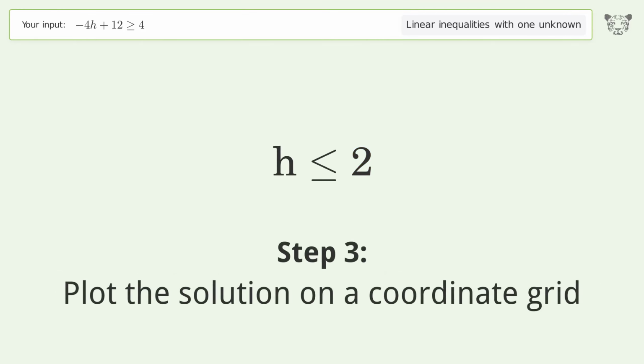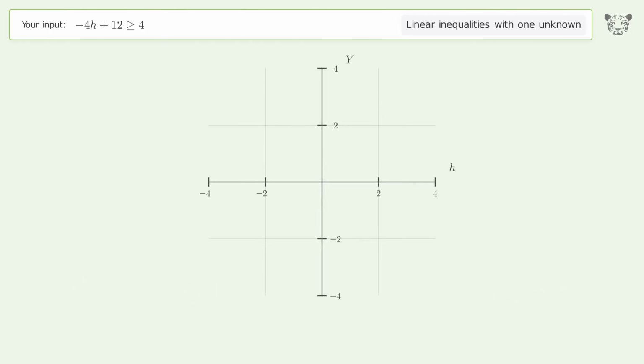Plot the solution on a coordinate grid. And so the final result is h ≤ 2.